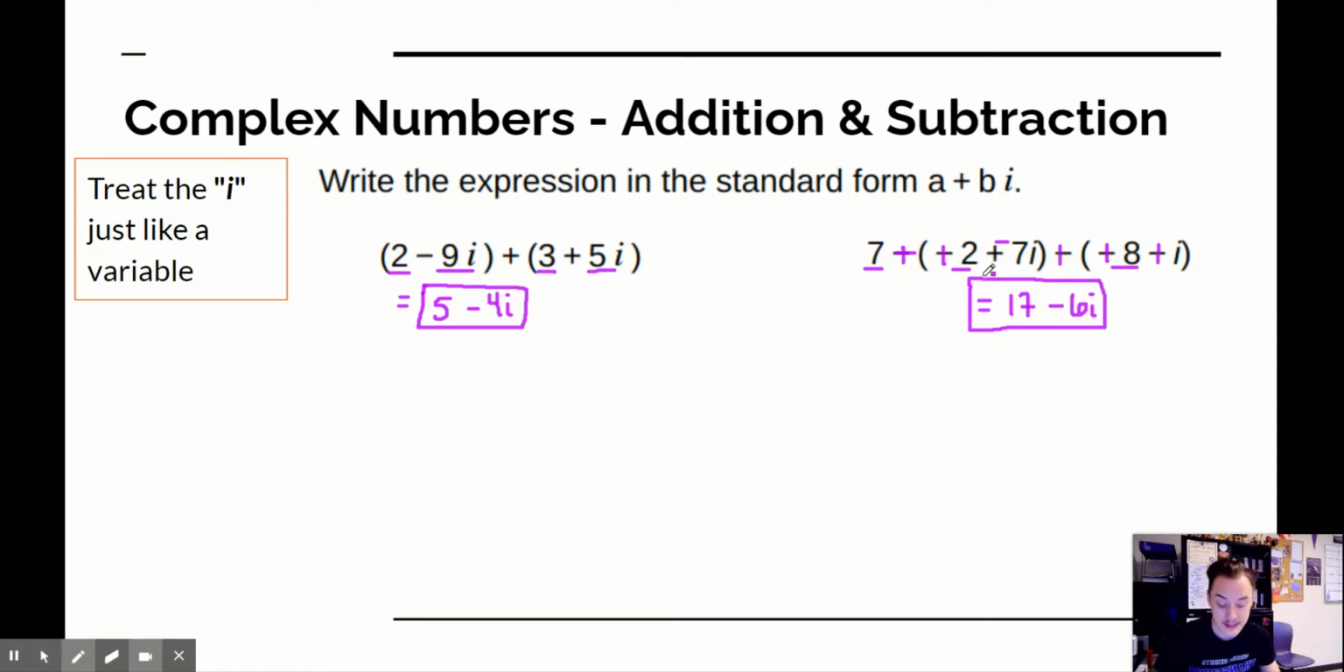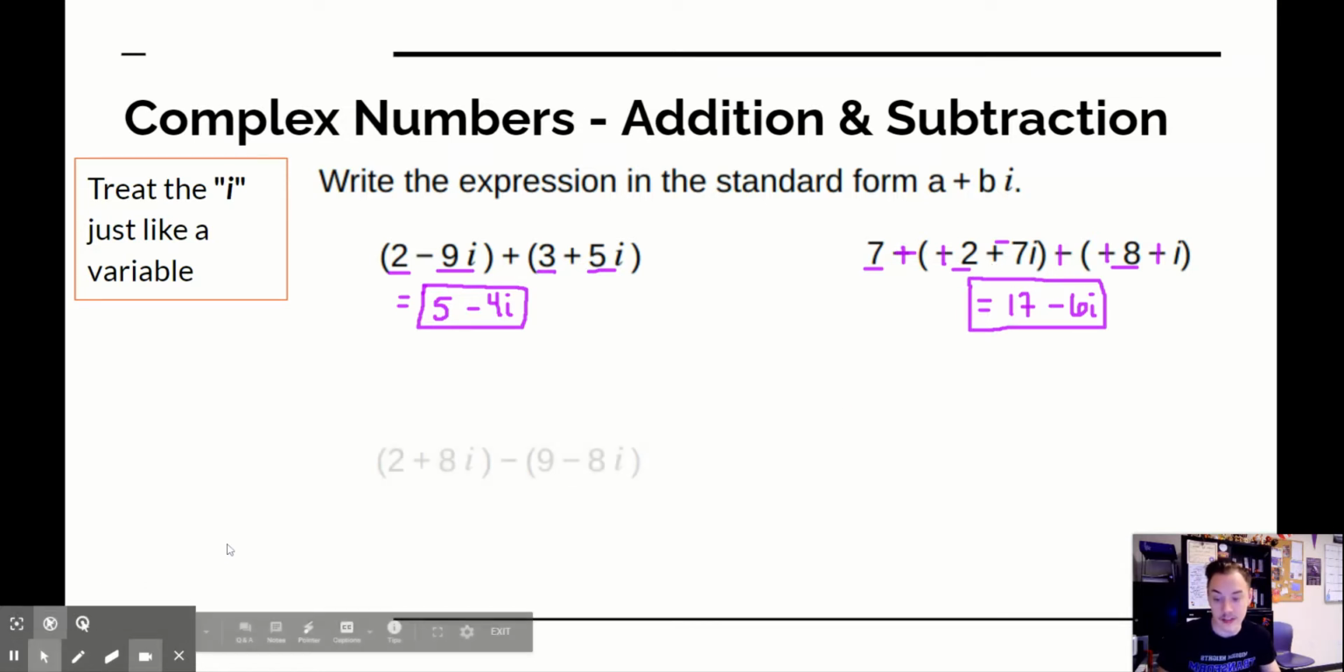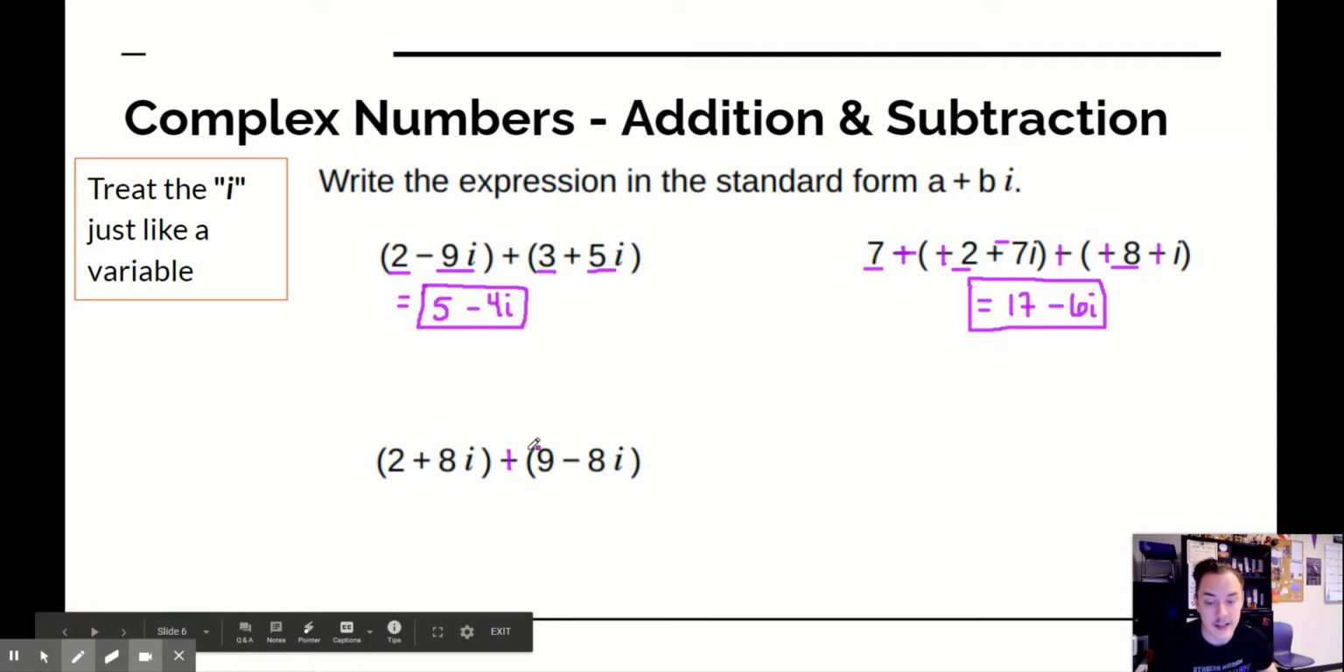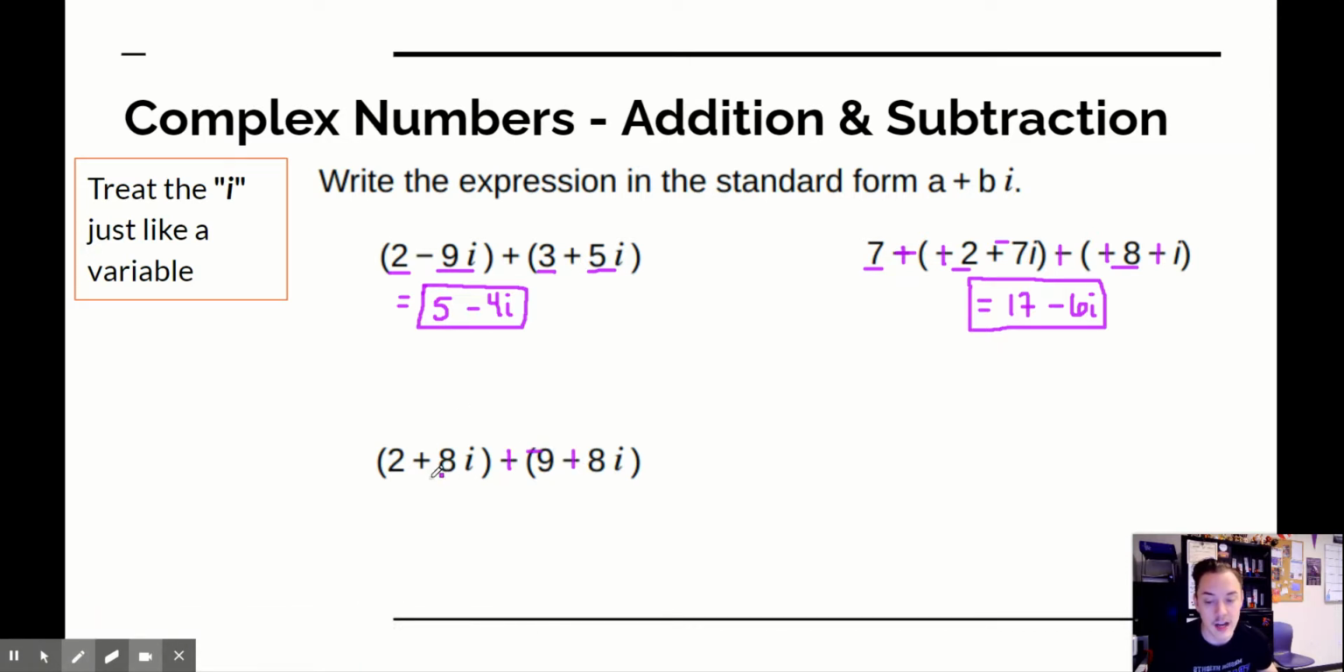Okay? It's that simple. Okay, we're going to town on these. Look at us. Okay, now let's do this one. I do have a negative here, so I need to make sure I distribute that negative, change my signs. So now I have 2 and then negative 9.